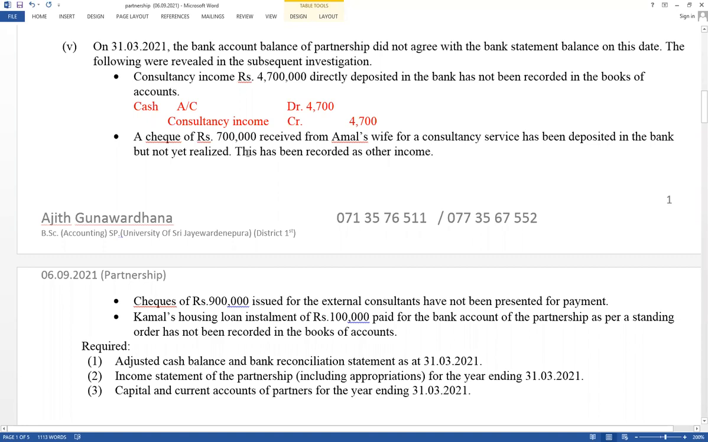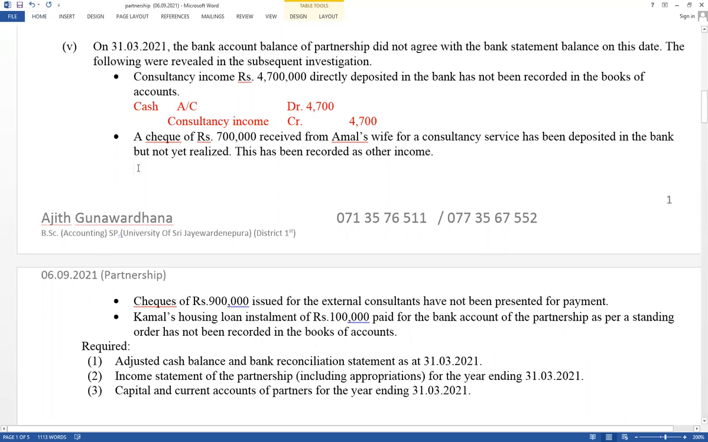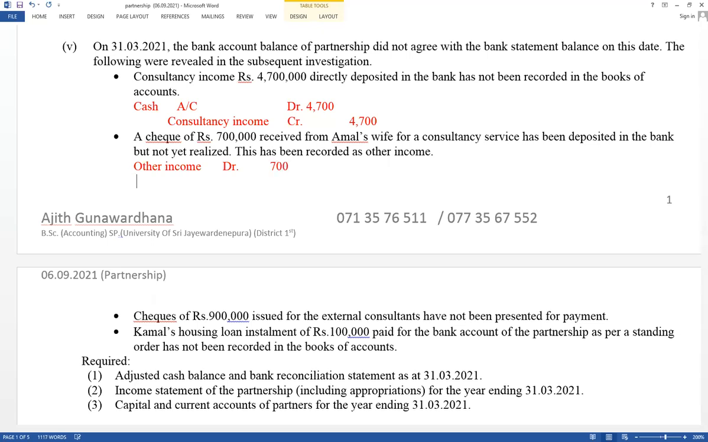But erroneously, this has been recorded under other income. Therefore, that value should be removed from other income. It should be considered as a consultancy income. But erroneously, it has been included under other income. Therefore, now the double entry: other income debit. Debit means deduct from other income. Other income debit, 700,000, and credit consultancy income account.